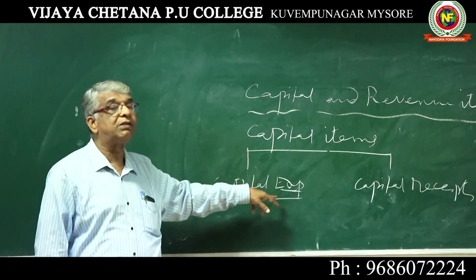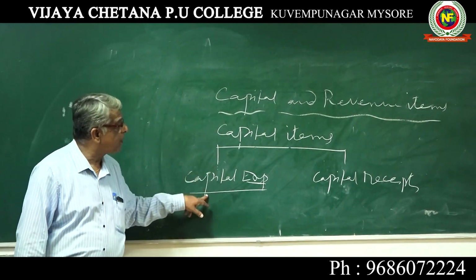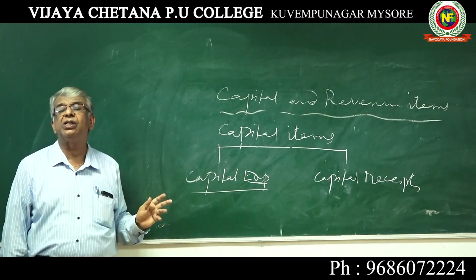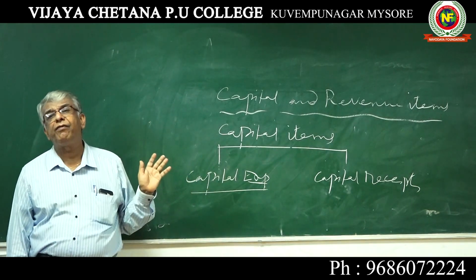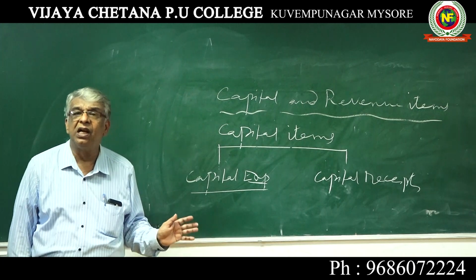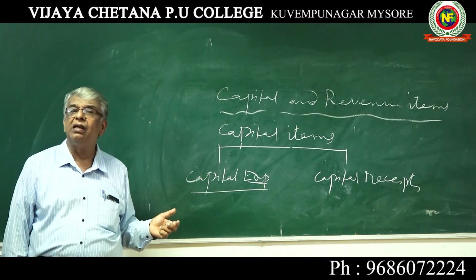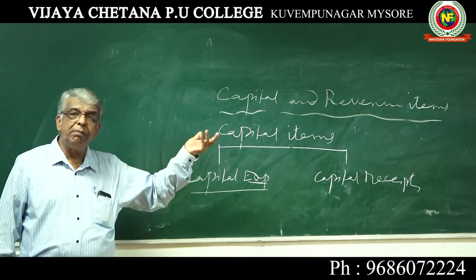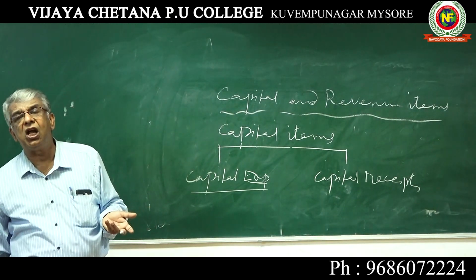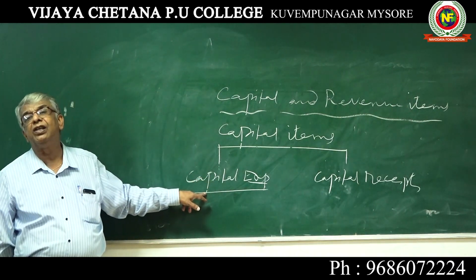Again, this capital item may be broadly classified into two types. They are capital expenditure and capital receipts. Capital expenditures are those expenditures which are incurred by a non-profit organization in acquiring the fixed assets, such as purchase of a building, purchase of machinery, X-ray plant purchased by a hospital, and furniture purchased by an educational institution are the examples of capital expenditure.